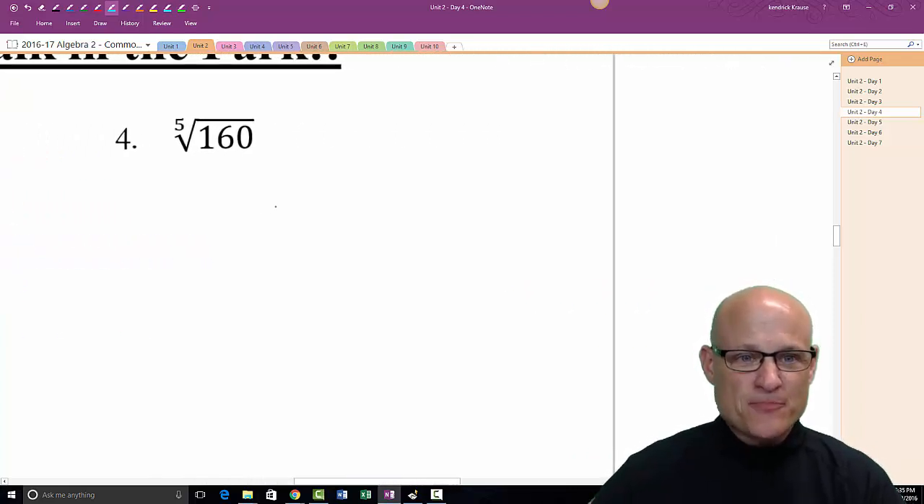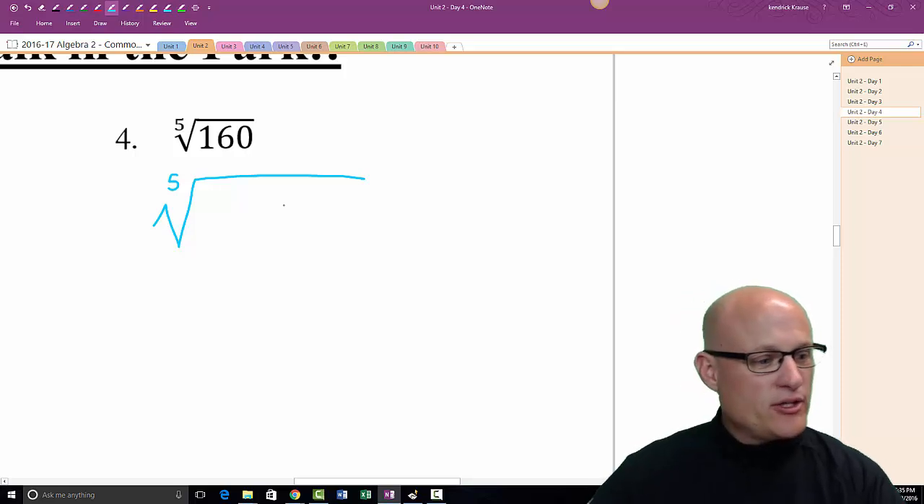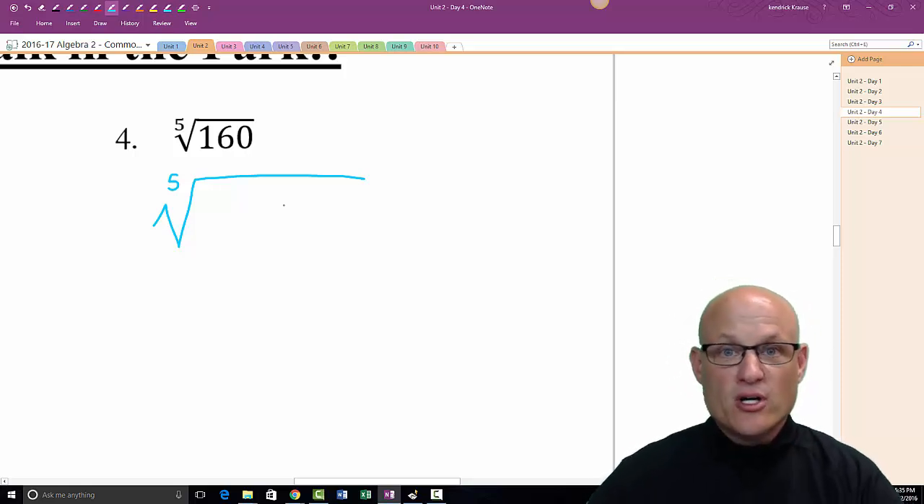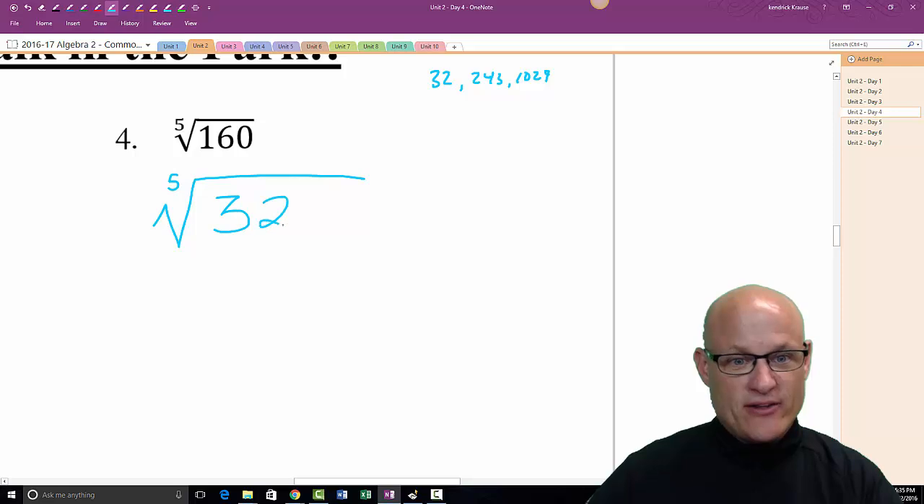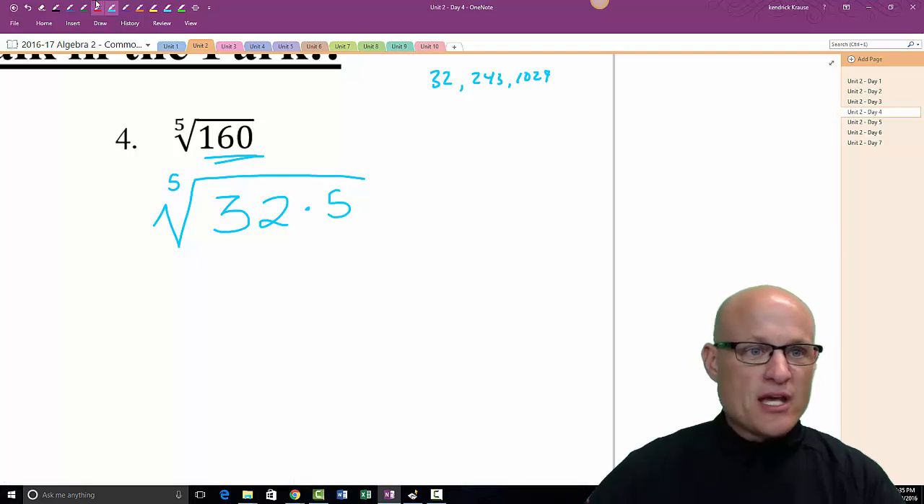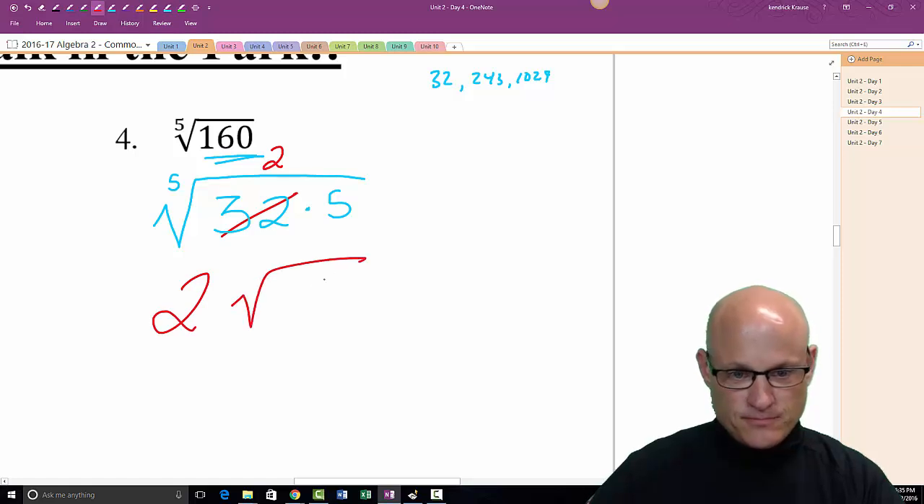160, fifth root. Now if you go up and look at your fifth root, there's a very limited option. I gave you 32, 243, and 1024. So your options are 32, 243, and 1024. Well, I'm pretty sure it's obvious that 32 has to go into this, because none of the others can divide evenly into something that's smaller. So 32 times 5. And what is the fifth root of 32? 2. So my answer is 2 fifth roots of 5. Don't write square root of 5, write fifth root of 5.